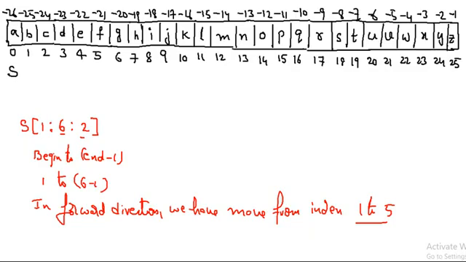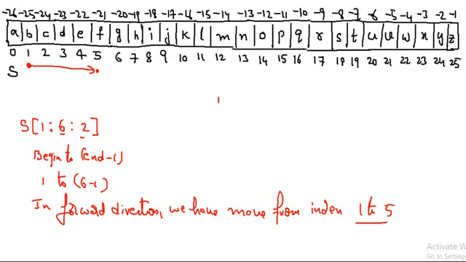So where is 1? This is 1. Where is 5? 5 is here. From 1 to 5 in the positive direction will be printed. So what are the values at these indexes?